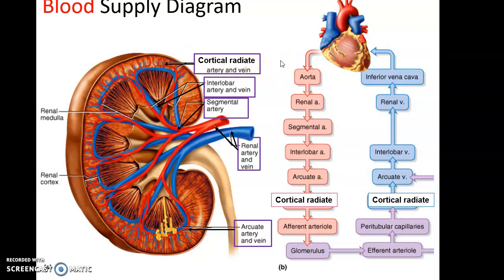Blood, of course, then has to leave the kidneys through veins, and basically the veins have a similar name. So cortical radiate vein, arcuate vein, interlobar veins, and renal vein.